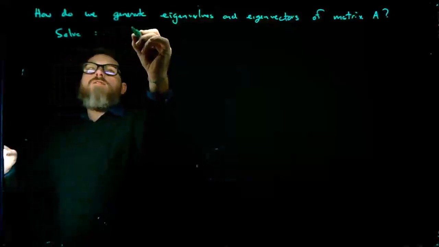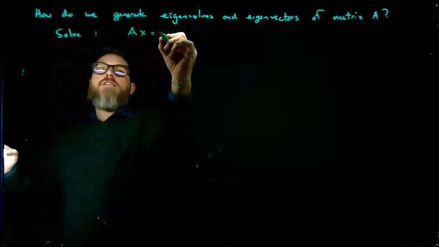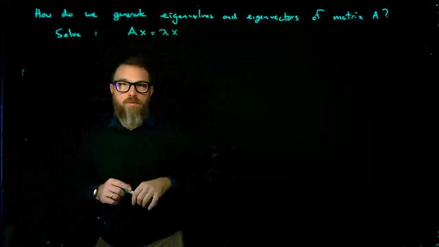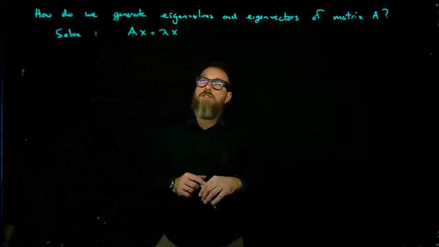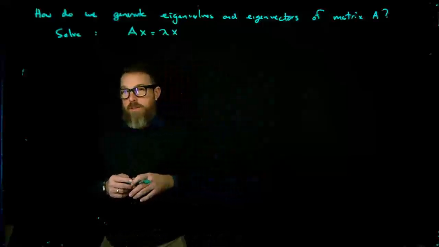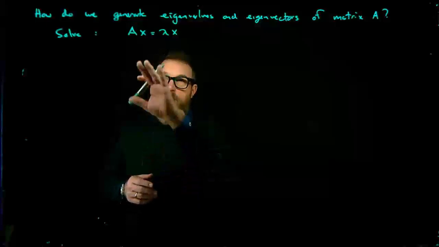We're trying to solve that A times X is equal to some lambda times X. Now I wrote these things as vector v before, so we just know that x is this general vector. And the solutions will be a specific v.